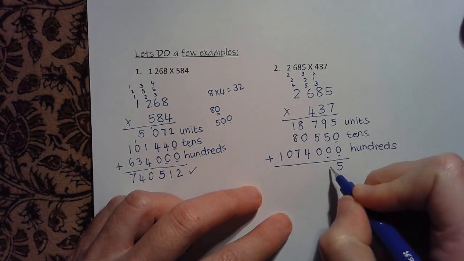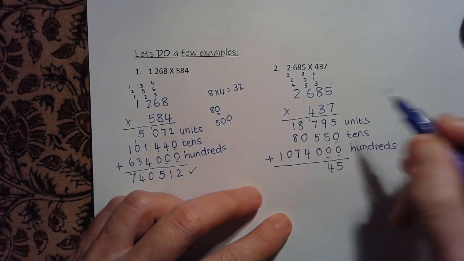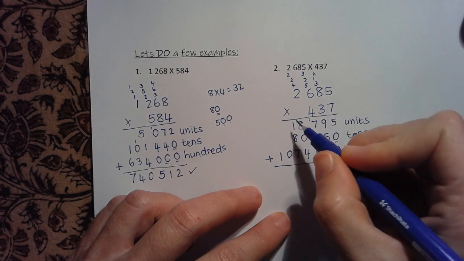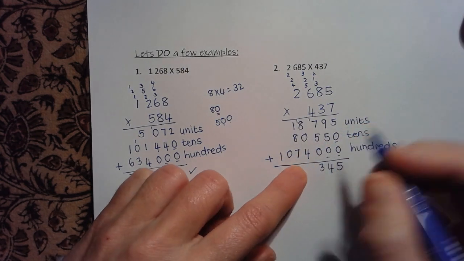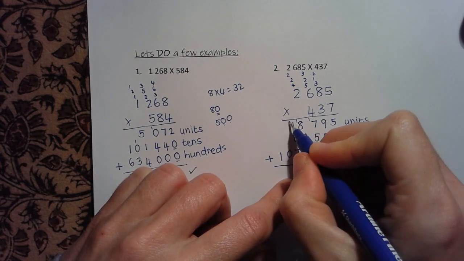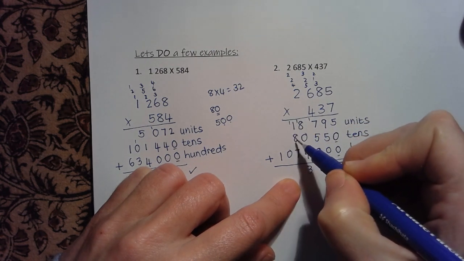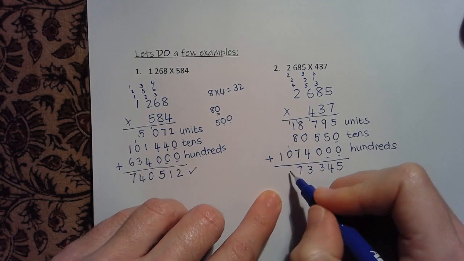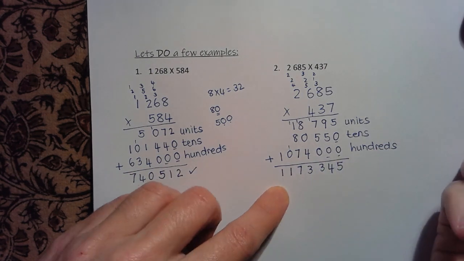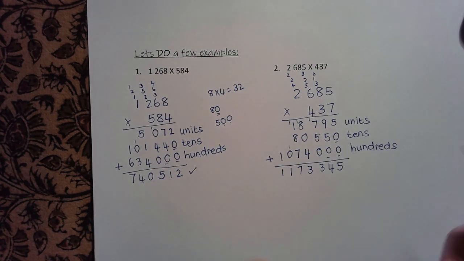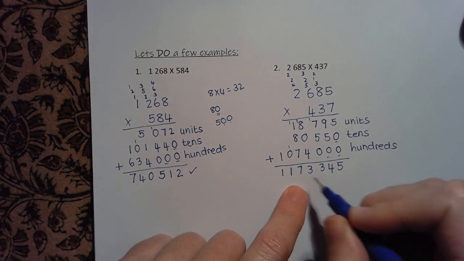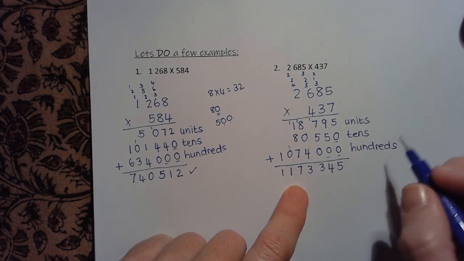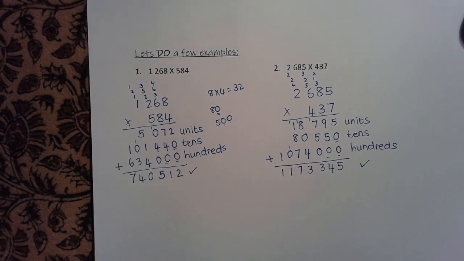9 plus 5 is 14. 1 plus 7 is 8, plus 5 is 13. 1 plus 8 is 9, plus the 4 is 13. 1 plus 1 is 2, plus 8 is 10, plus 7 is 17. 1 and 0 makes 1, and then the next one comes down. So then your final answer here is 1,173,345. So that's your final answer.